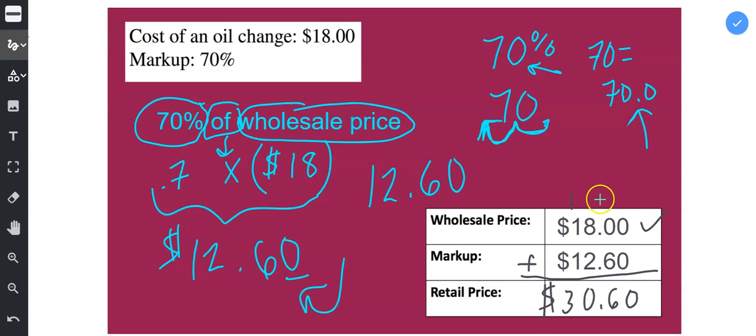$30.60. So the wholesale price, the price before markup, is $18. Then this company is going to mark the oil change up by $12.60 and charge you $30.60. This will be the retail price.